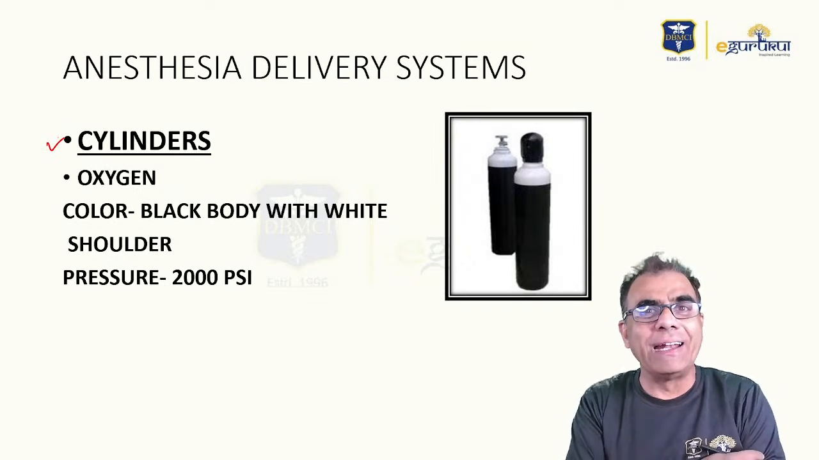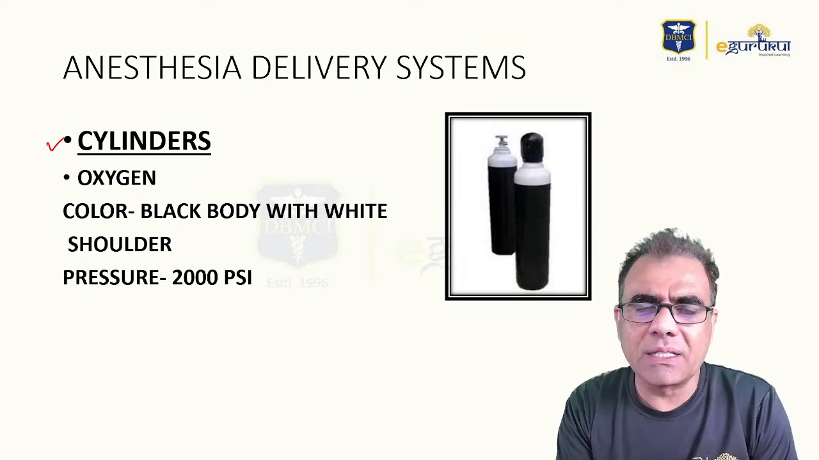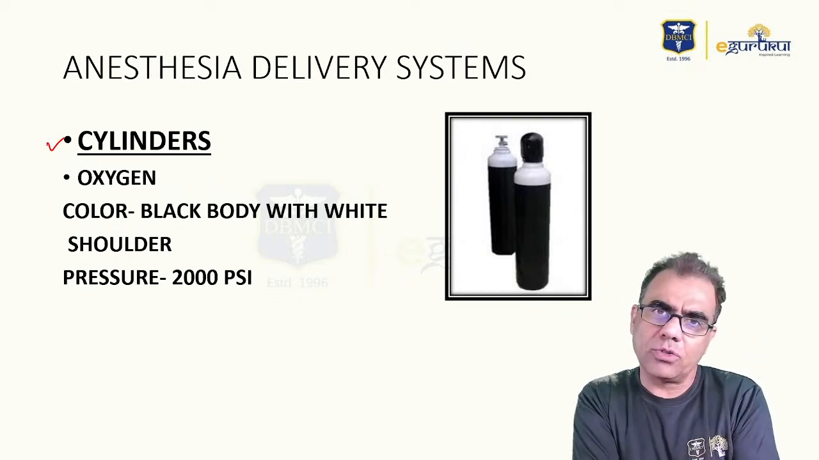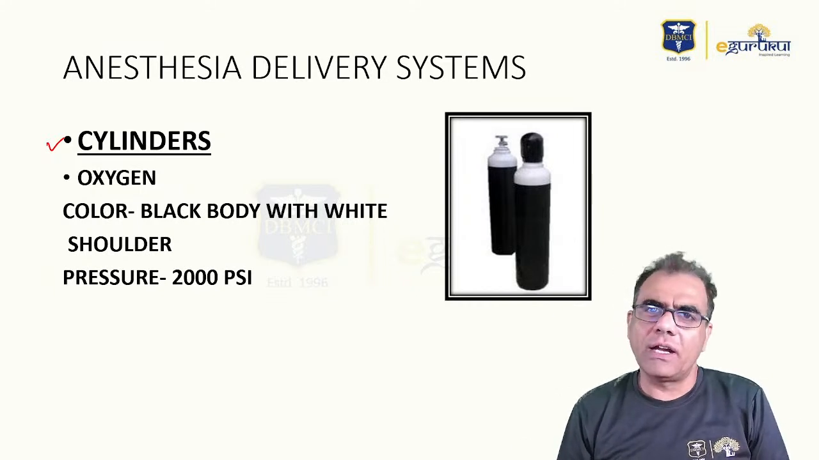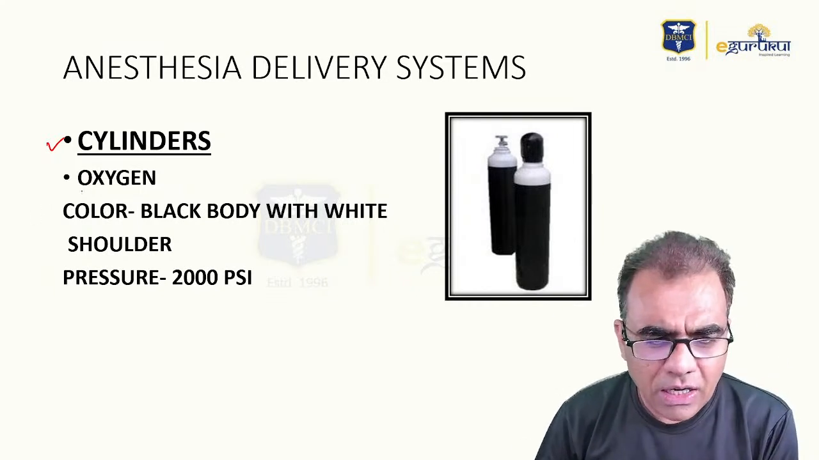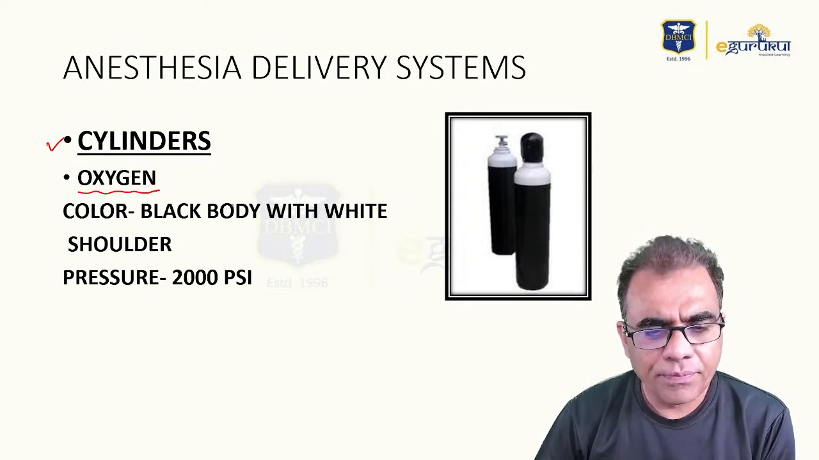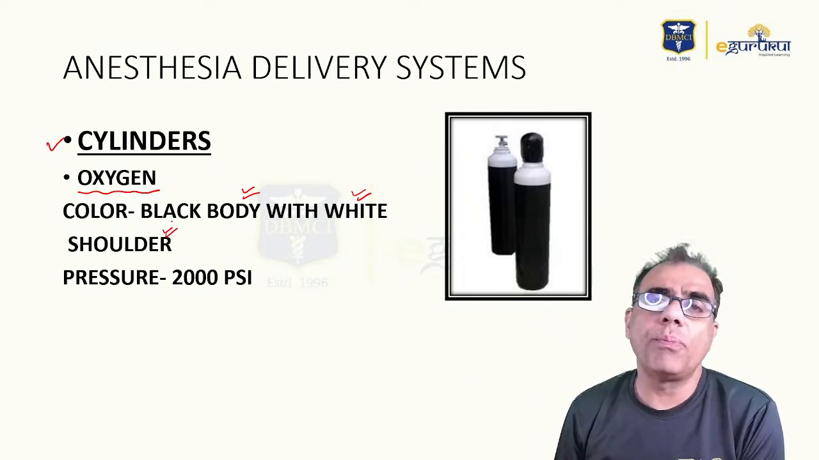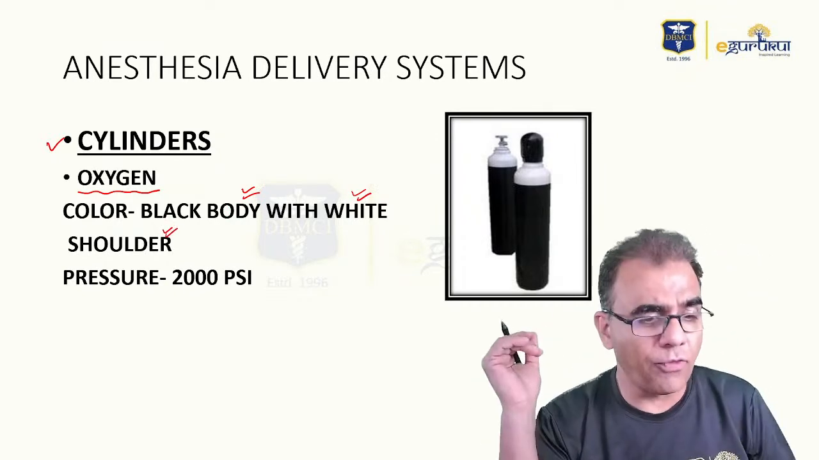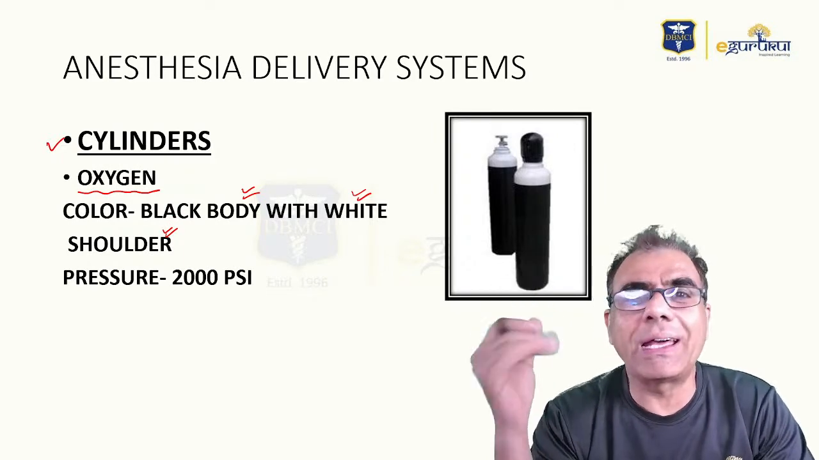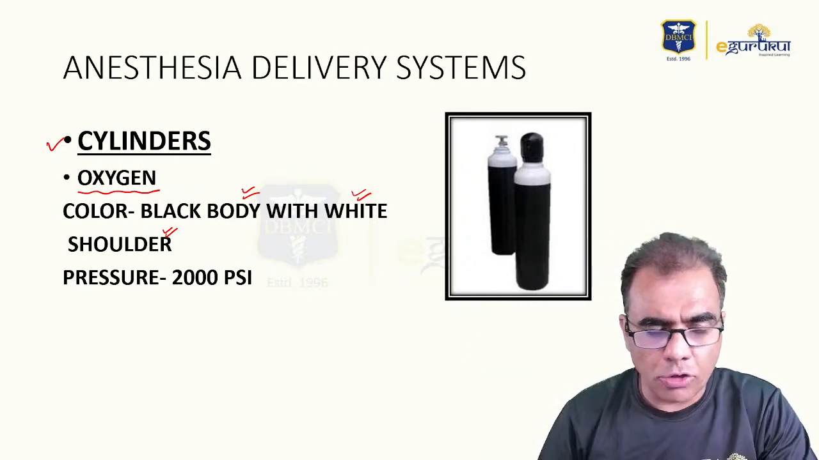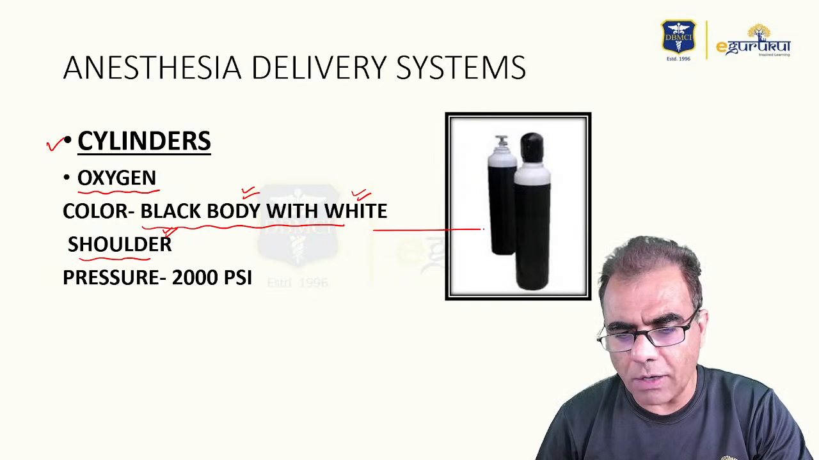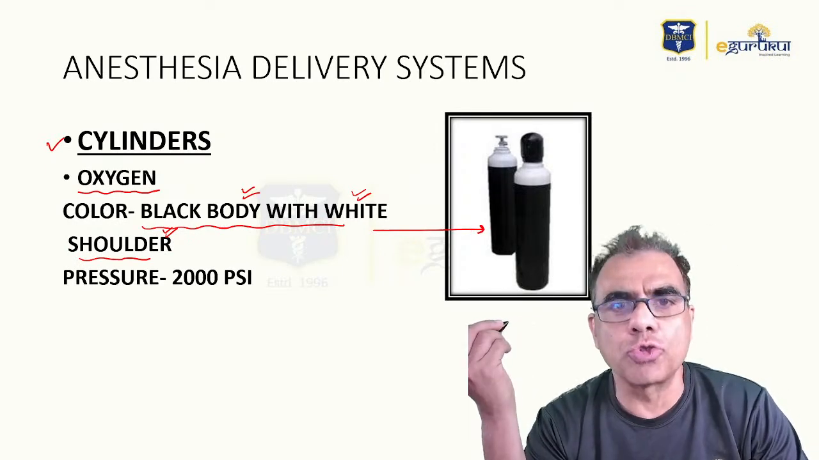Fine. So source of gas can be a cylinder. Most often used source is cylinders. Regarding cylinders, two most important things that you should know: one is the color and second is the pressure. The color of an oxygen cylinder is black body with white shoulder. Color is not only important from the questions point of view, it is also very important clinically, because color is the only criterion to identify a cylinder. You can see it, and many of you would have seen cylinders also.